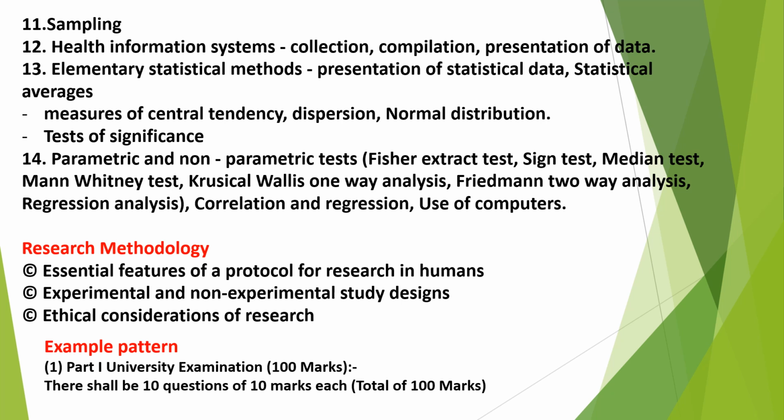You have parametric or non-parametric tests, and next you have research methodology that includes essential features of a protocol for research in humans, experimental and non-experimental study designs, and you have ethical considerations of research. So the paper pattern consists of 10 questions of 10 marks each, so a total of 100 marks.